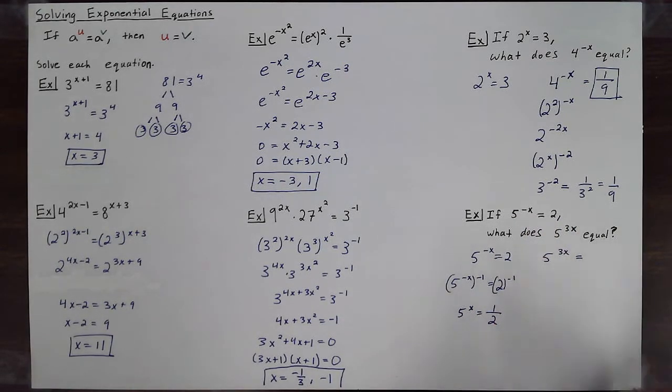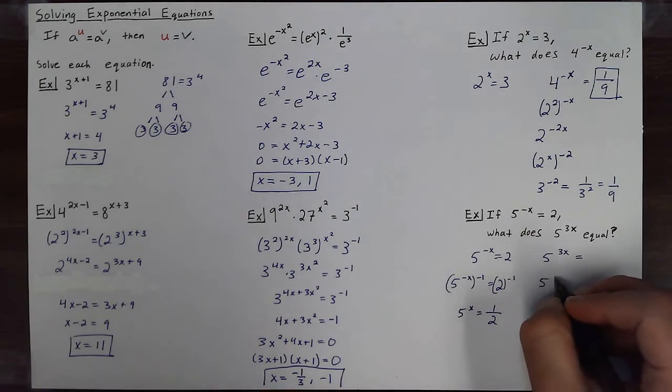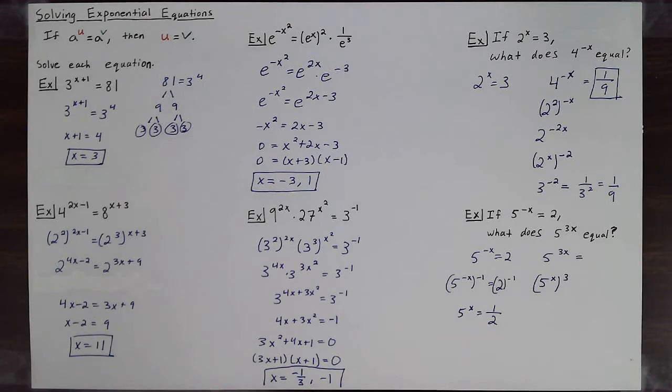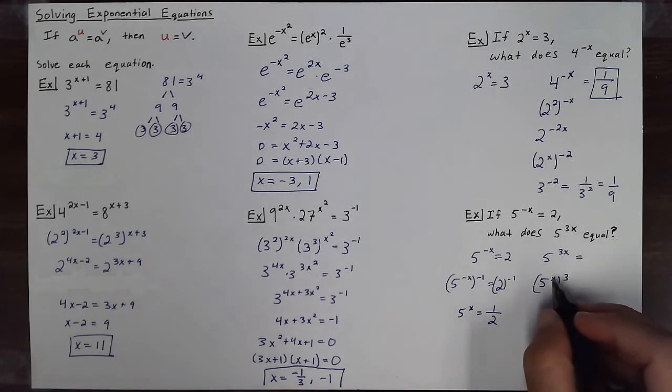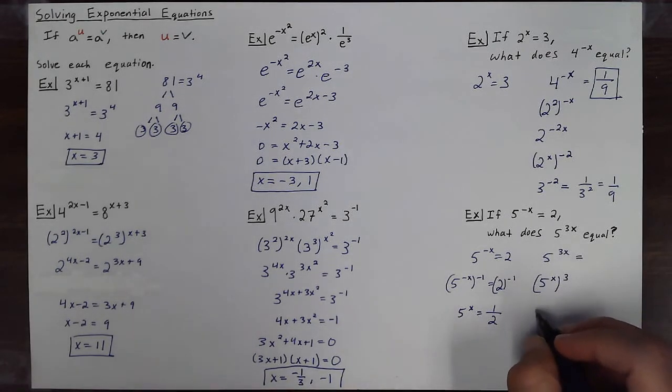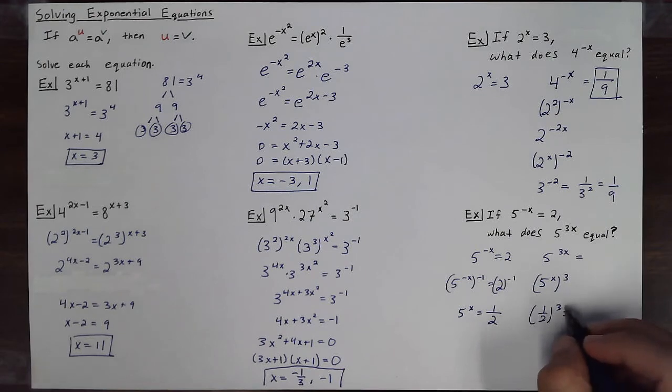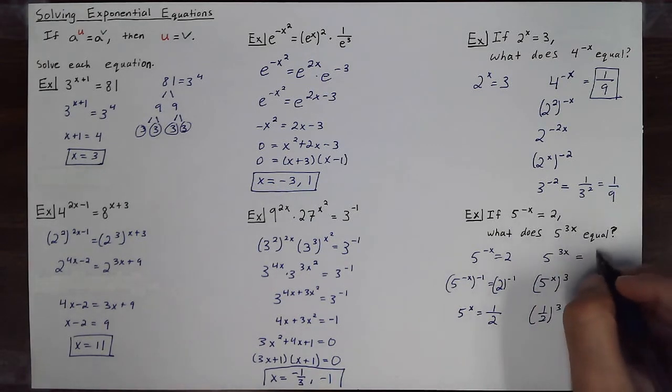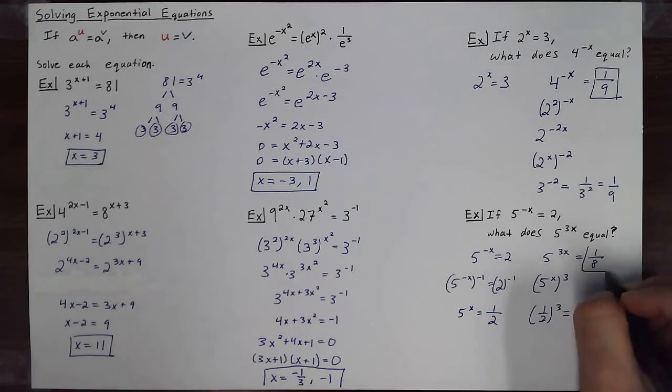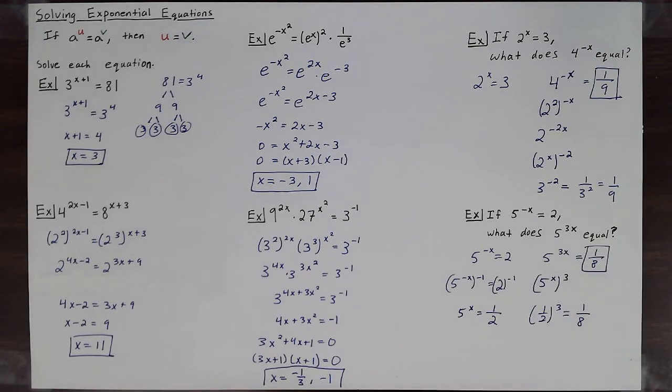So when I see this expression, I can rewrite it as 5 to the x raised to the third power, which is the same as 5 to the 3x. And then I can replace 5 to the x with 1/2, since I just discovered that. So I get 1/2 to the third, which is 1 cubed, which is 1, and 2 cubed, which is 8, so 1/8. So 5 to the 3x is equal to 1/8. And that is how you solve exponential equations.